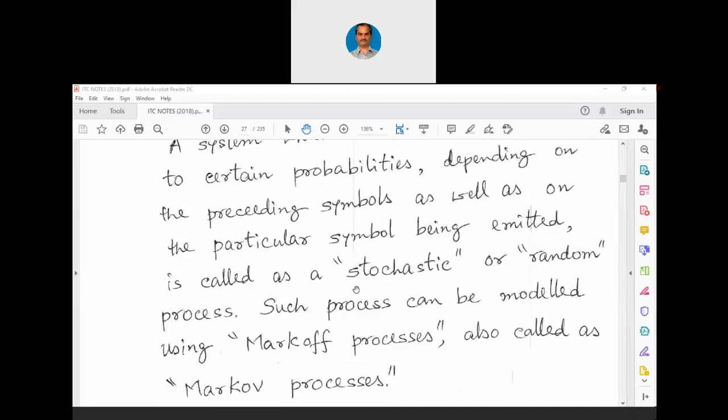Now, why do we use this specific term, stochastic or random? The reason is we cannot predict noise so easily. At times, we cannot predict the transmission also so easily.